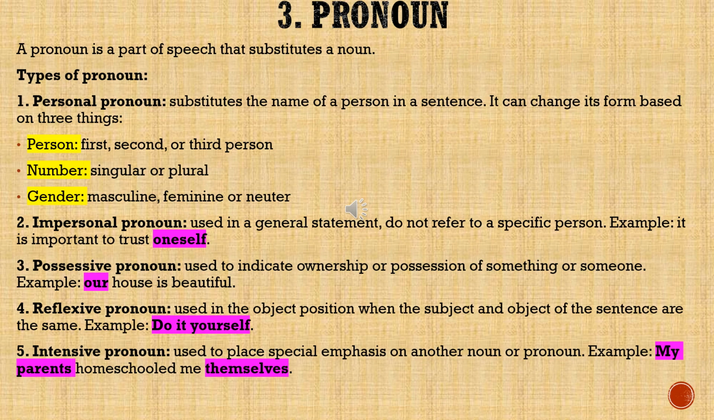The third part of speech on the list is a pronoun. What is a pronoun? A pronoun is a word that substitutes a noun. Now, let's look at the different types of pronouns. 1. Personal pronoun. A personal pronoun is a pronoun that substitutes the name of a person in a sentence. It can change its form based on three things: person, first, second, or third person; number, singular or plural; gender, masculine, feminine or neuter.